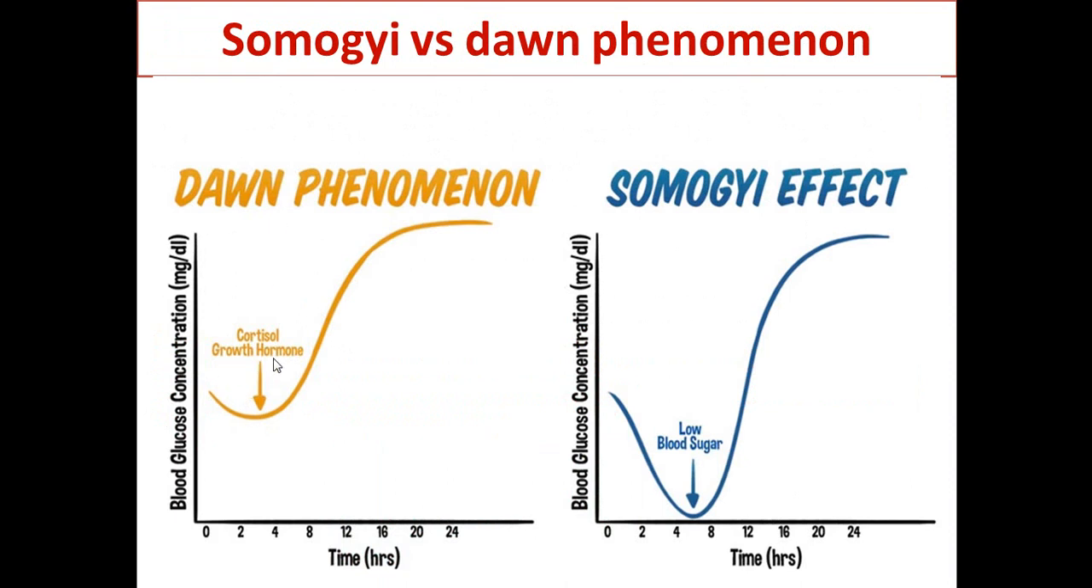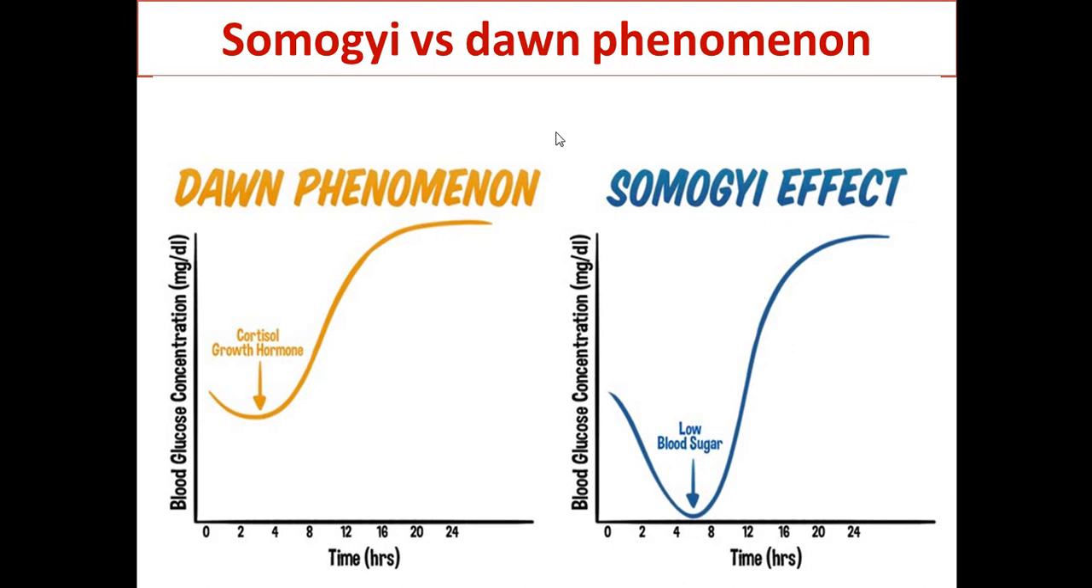The cortisol and growth hormone levels are normal at 2 to 4 a.m., but they start to increase in the early morning. So that's why we call it the dawn phenomenon. It was normal and then rises acutely in the early morning. While in Somogyi phenomenon, there is low blood sugar between 3 to 4 a.m., but it starts to increase immediately in the early morning hours.